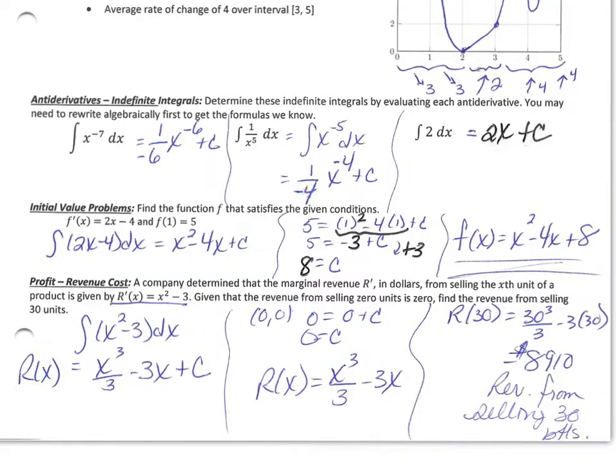Bring the -4 down, divides out to get 1. -4 minus 1 is -5. Cha-ching, plus c, because it's the whole family.